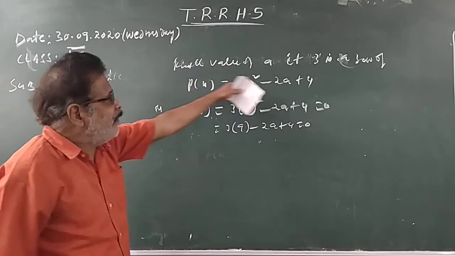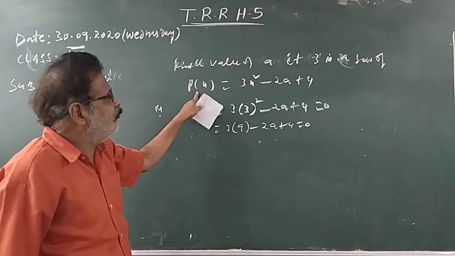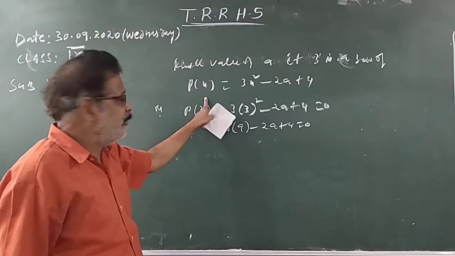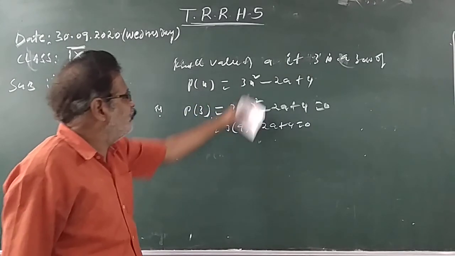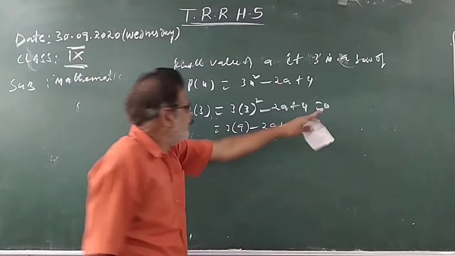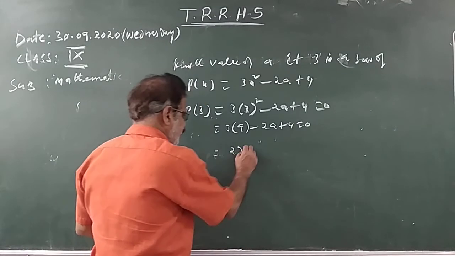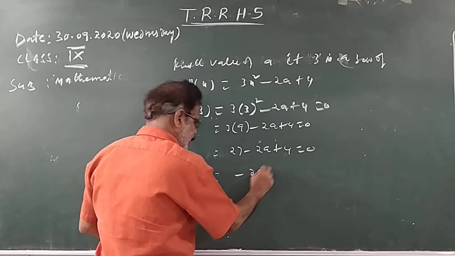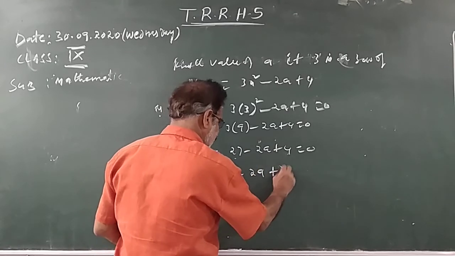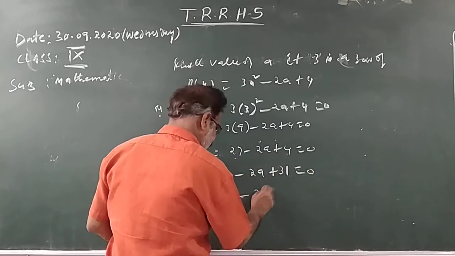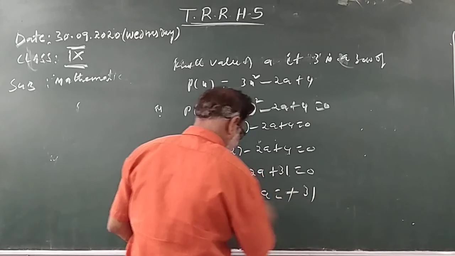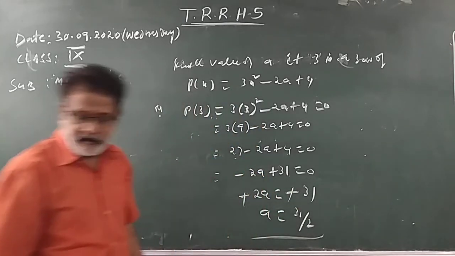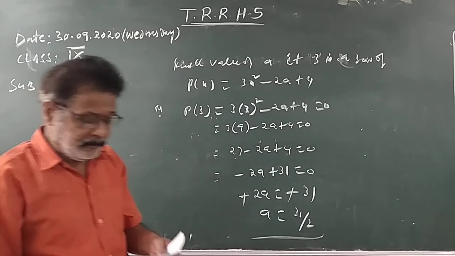What is the question? Find the value of a if 3 is a zero of p of x. So 3 is a zero, x replaced by 3. p of 3 is equal to 3 into 3 square minus 2a plus 4 equal to 0. 3 nines are 27 minus 2a plus 4 is equal to 0. Minus 2a plus 27 plus 4, 31, is equal to 0. Minus 2a equal to minus 31. So a is equal to 31 by 2. Like this you can find the zero of the polynomial.